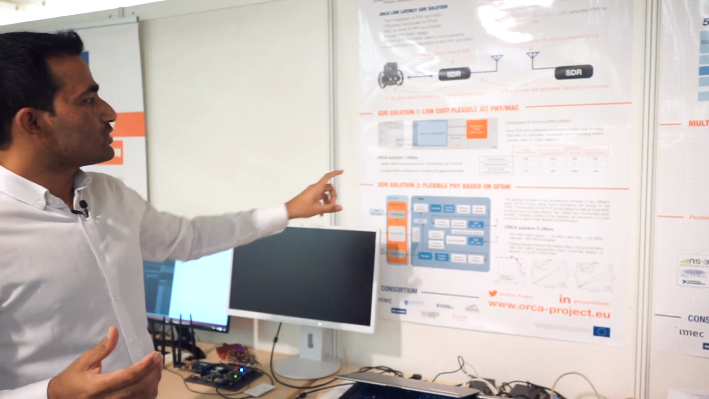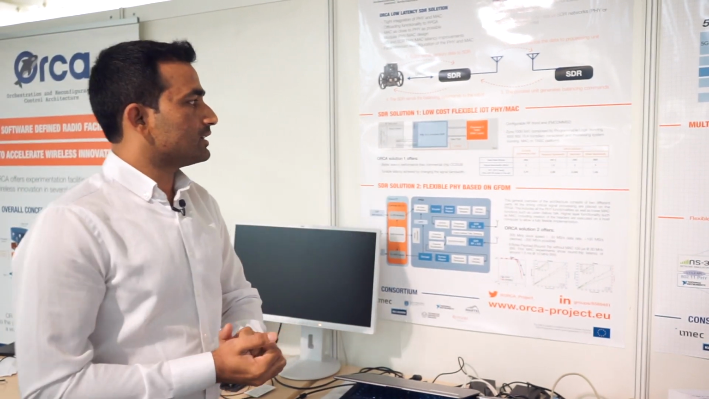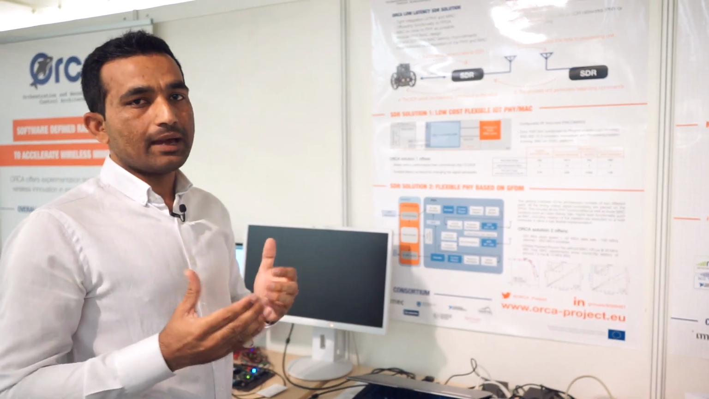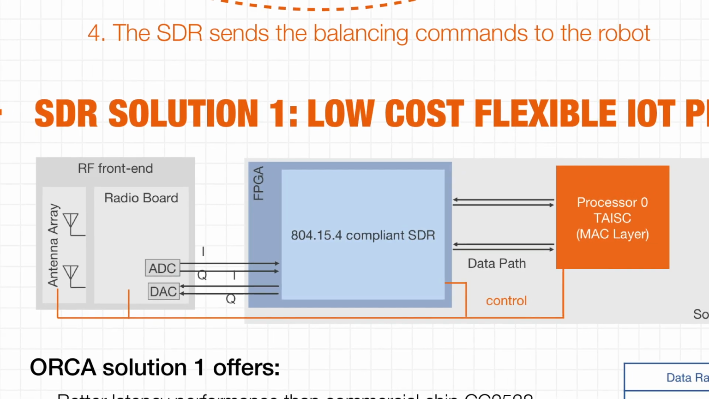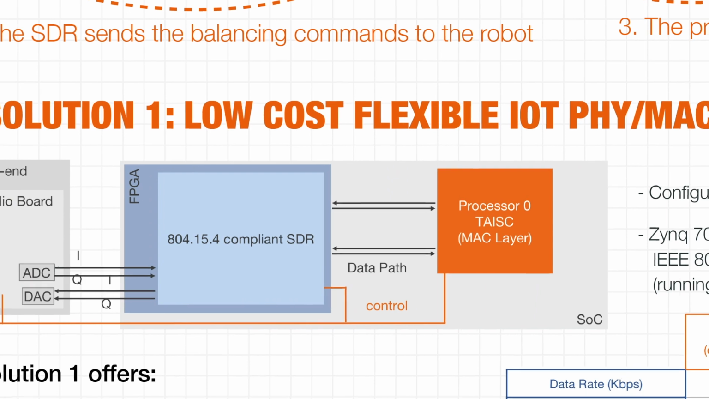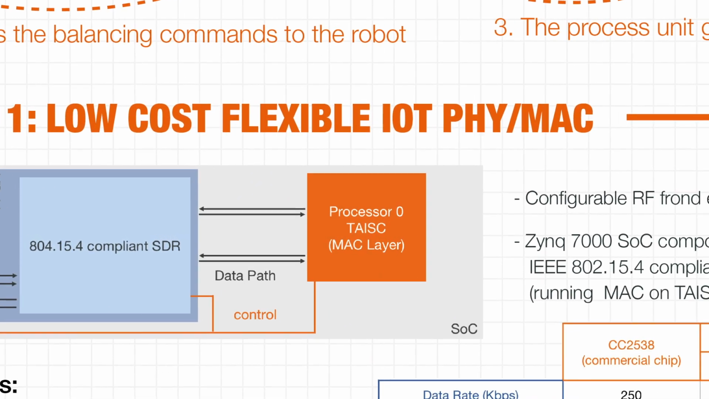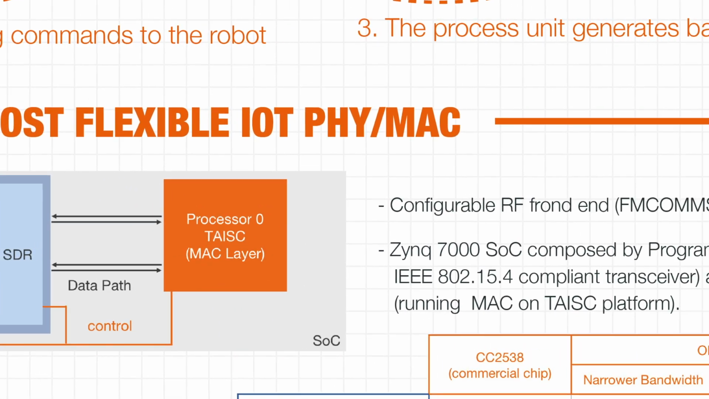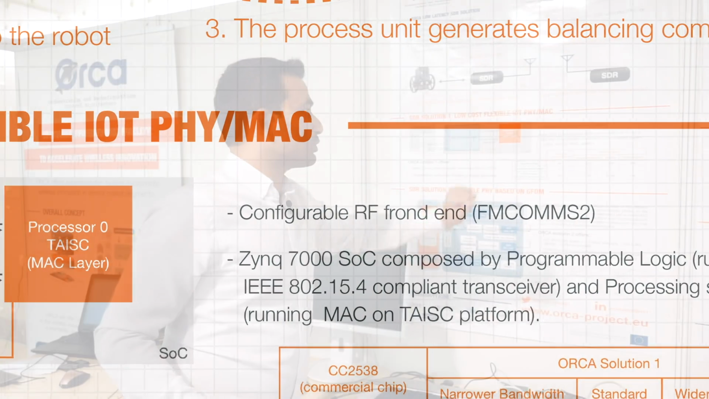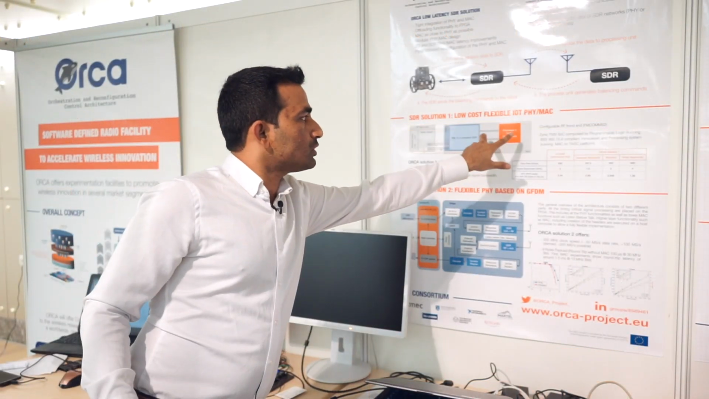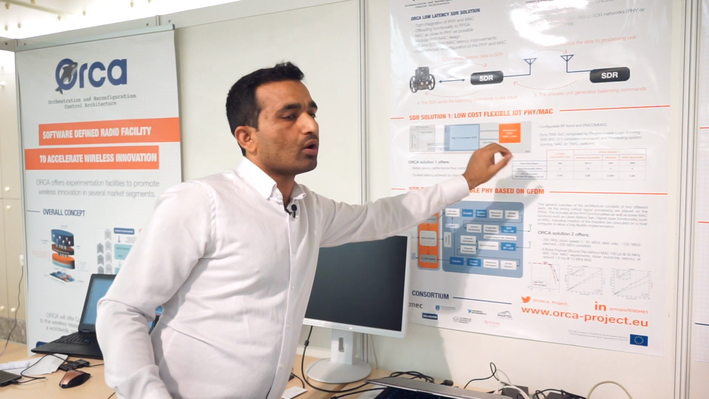We have used the 802.15.4 standard to implement our concept. In fact, our solution is based on the PHY and MAC layers. The PHY layer is implemented on FPGA and the MAC layer is implemented on a processor, and both of them are implemented on the Zynq 7000 architecture.